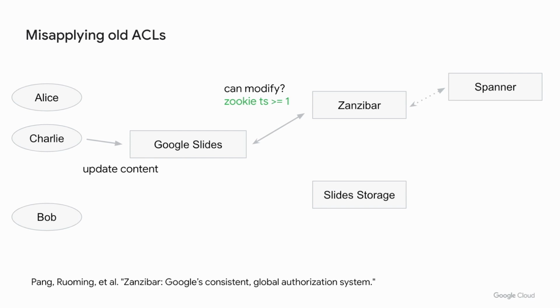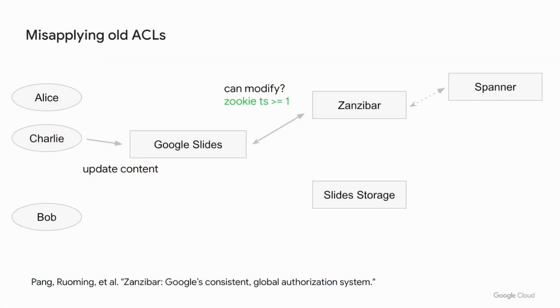But critically, as part of this check, Zanzibar returns a Zookie to Google Slides. This Zookie contains a timestamp that will then be used to bound any future checks against the content to make sure we see all the latest ACL changes. In our case, we know that the last change to these ACLs for the slides was done at timestamp 1, so any value greater than 1 would suffice. When Google Slides then goes to store the updated content, it also stores this Zookie from Zanzibar alongside the content.